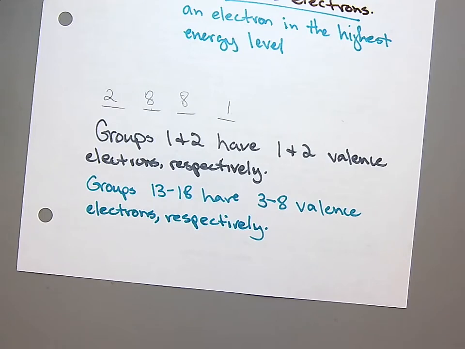2. How many energy levels? 3. So the top number is the valence electrons, and the side number is the energy levels. The top number stands for the electrons, right? Valence electrons.